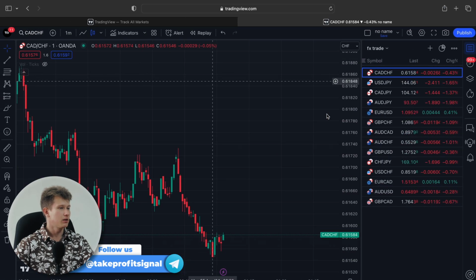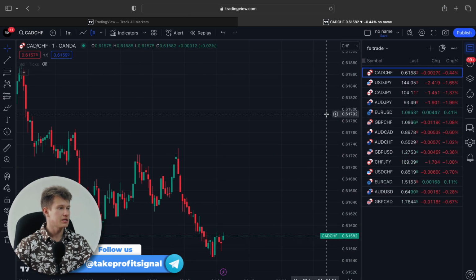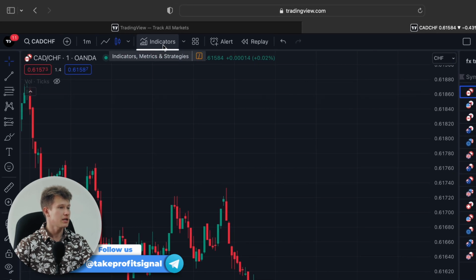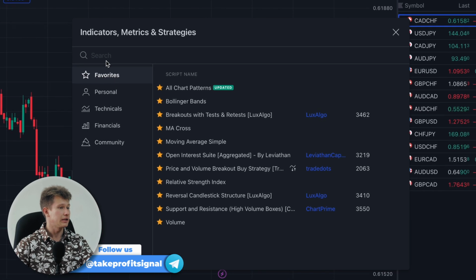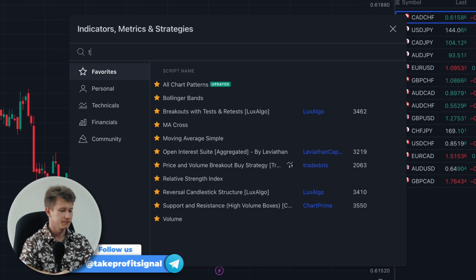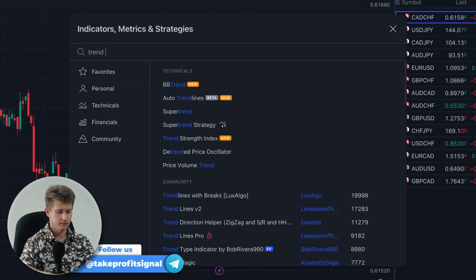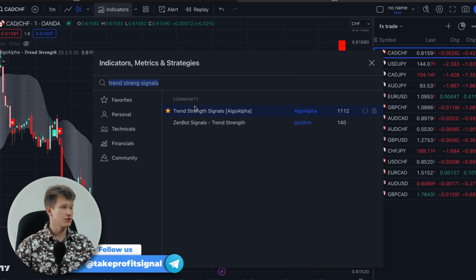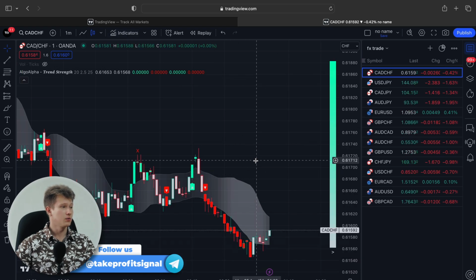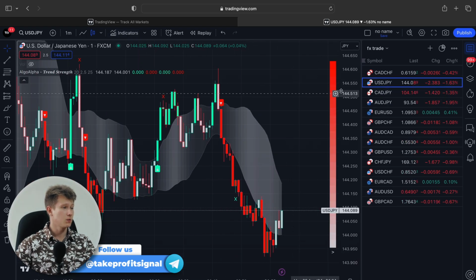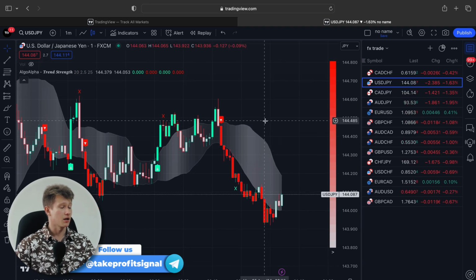So, now we go to our automatic trading system, which will look for entry points for us. Go to the indicators section at the top, click here, and here we write the name of this indicator. Be sure to choose Algo Alpha from this author. Click on this indicator, add it to your favorites, and accordingly, we just have magic happening on the chart. Let me quickly tell you what it is, how to use it, and what it all means.